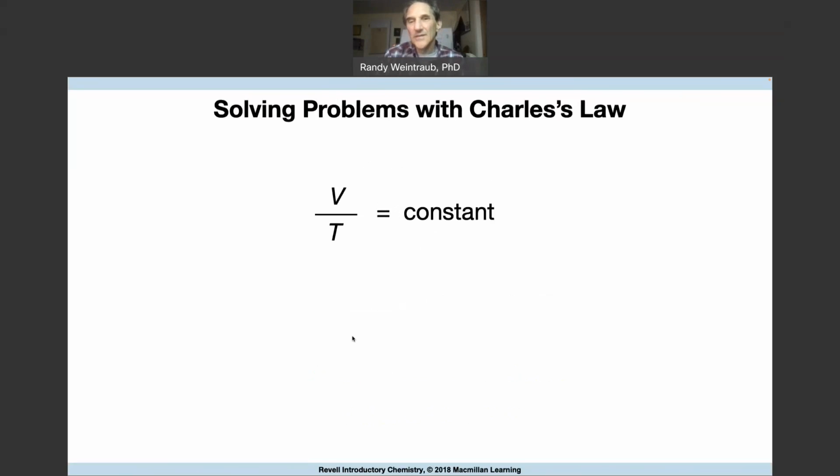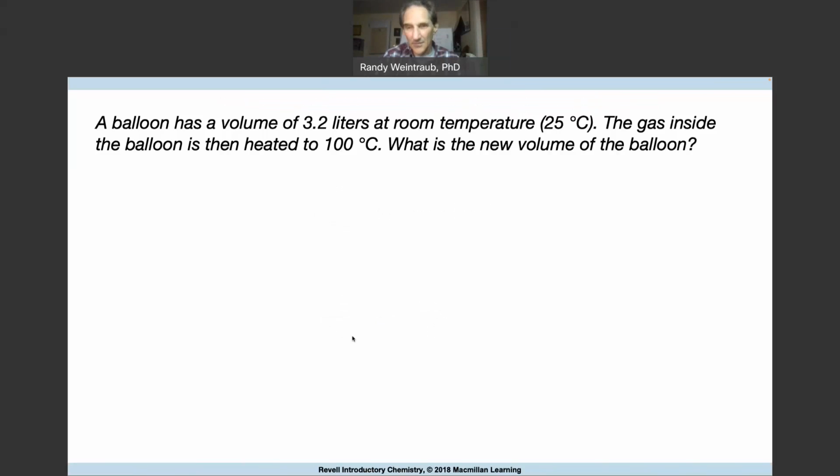We commonly use Charles's law to predict how volume of a gas will change with temperature, or vice versa. Because V over T is a constant, we could say that V1 over T1 equals V2 over T2. And working with a Charles' law problem, you can use any constant units of volume, but you must express temperature in degrees Kelvin. Let's look at an example here.